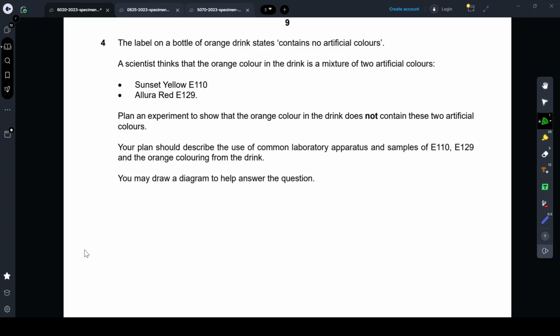You may draw. First of all, you may draw. This is optional but suggested. Why is it suggested? Because if you're able to make a proper illustration of what you're doing, then even if your explanation is falling short, it will really help the examiner understand what it is that you are trying to say.